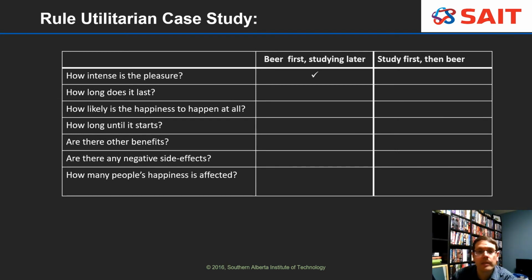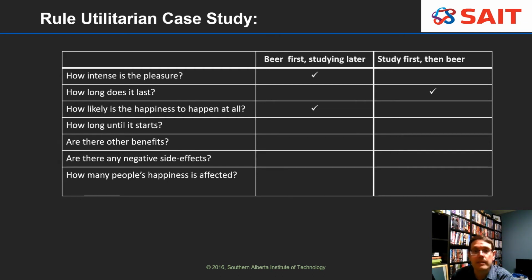First up, drinking beer first, then studying later is a more intense pleasure. That'll bring a more intense happiness. On the other hand, studying brings a longer lasting happiness because you get to enjoy the benefits when you write tests, when you complete assignments, and when you use that knowledge later in life. The beer that you might have drunk that night probably won't bring you much happiness a few days later.